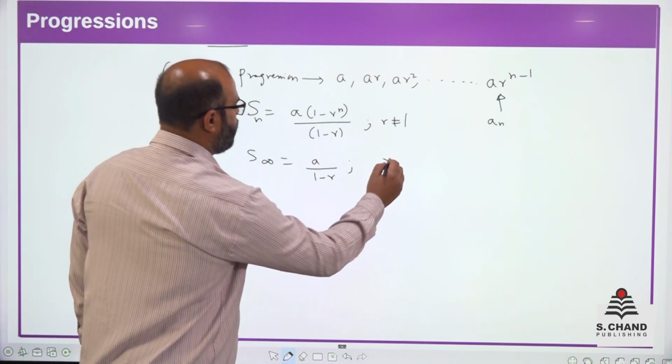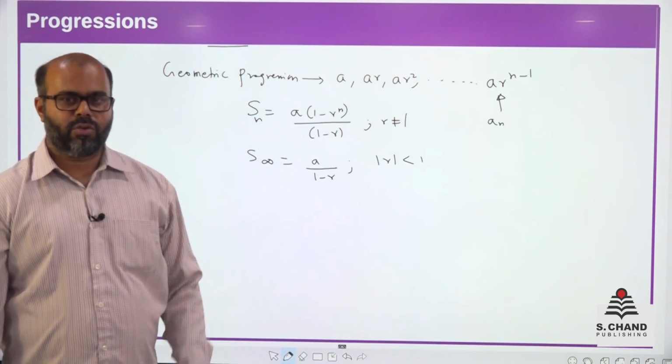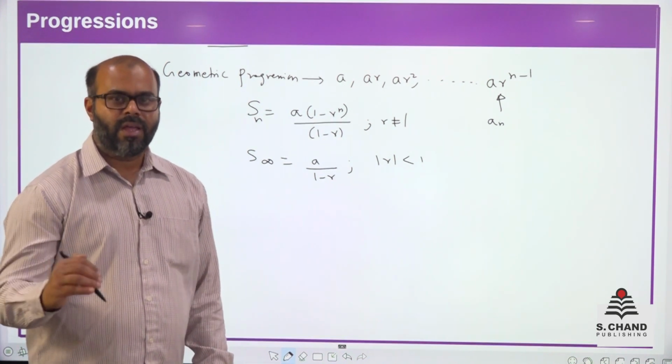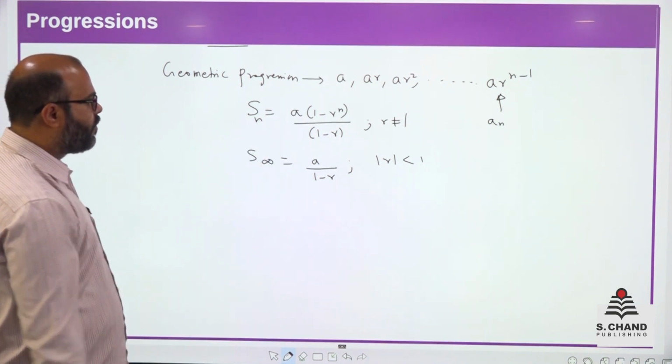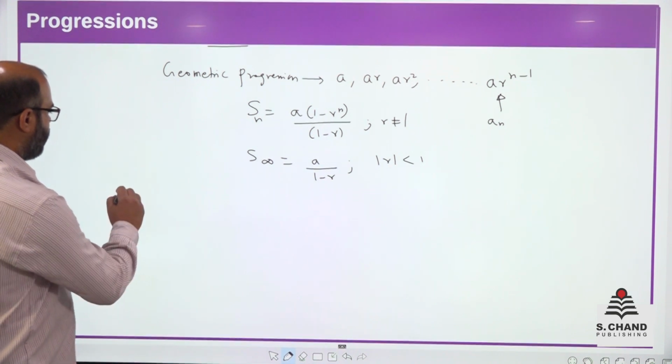The condition here is mod of R is less than 1, that is, the common ratio magnitude is less than 1. That is a converging GP, then only you can find its sum, otherwise its sum cannot be obtained. Now, after knowing the sum till nth term and the sum till infinity, we come to properties.